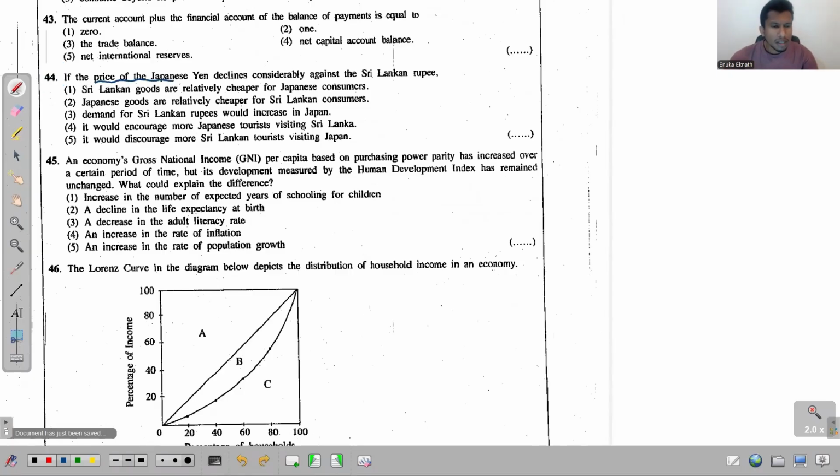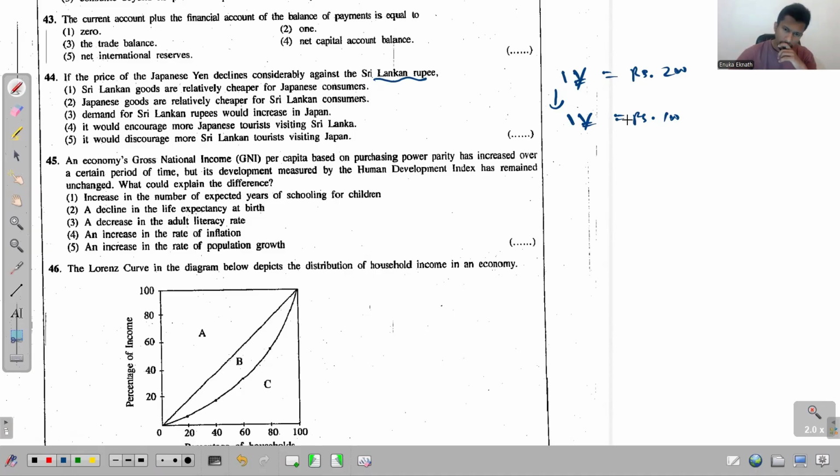It says, if the price of Japanese yen declines considerably against the Sri Lankan rupee. All right, so there are two different approaches to check this. The first one, let's assume in this way. Let's assume that if 1 yen is rupees, let's say 200, just to make the calculations easy. And in the second situation, what happens? 1 yen is just rupees 100. So the yen price has decreased against the Sri Lankan rupee. And this is the first situation, as I mentioned earlier.